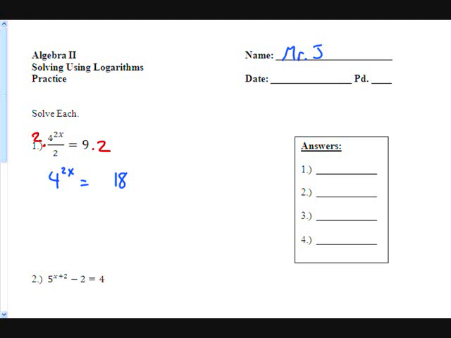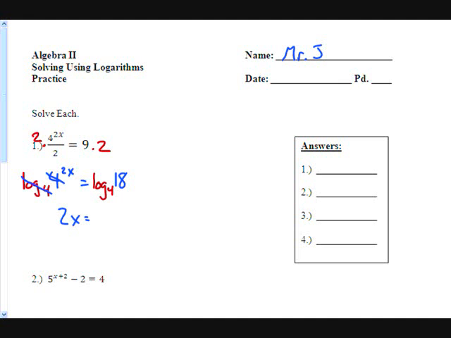I can either use the common log or the natural log. But for this one, because it's simple and I only have one exponential part, I'm going to undo by using the same base as my exponential part of my equation. So I'm going to do log base 4 of each side. Whatever I do to one side, I have to do to the other side, so I'm going to take log base 4 of that side also. When I do the logarithm, the log base 4 and 4 raised to a power cancel each other out, so I'm just left with the 2x.